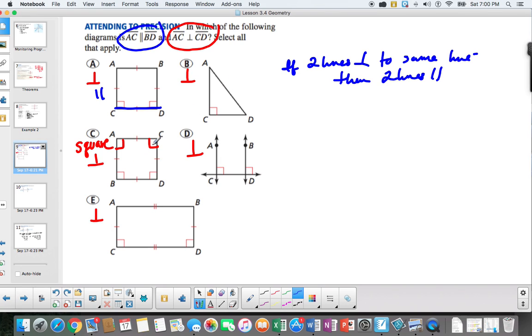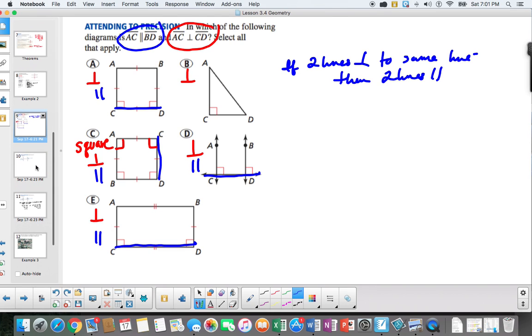Over here, I have CD again, and these two lines are perpendicular to this CD, so I'm going to have parallel here. And here's CD again, and two lines are perpendicular to it, so I'm going to have parallel here. And here's CD, and I have AC and BD parallel to the same line, so I have parallel here. So it looks like everybody but B has both the parallel property and the perpendicular property.